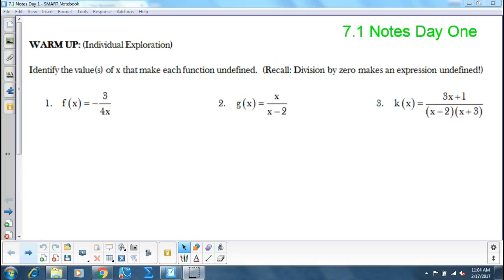So identify the values of x that make each function undefined. Did anybody come up with an answer for number 1? What you got, Ben? I was thinking 12 would make it undefined. Anybody agree with 12? Okay, what about number 2? Anybody come up with an answer for number 2? What you got, Kevin? X equals 2? Okay.